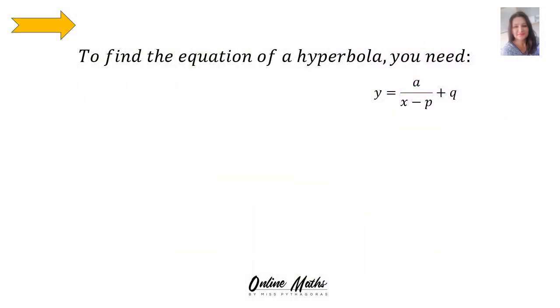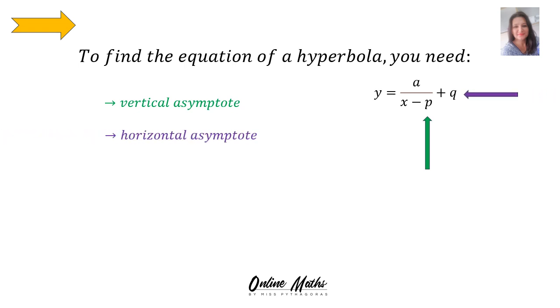To find the equation of a hyperbola, you need the following. The vertical asymptote, that's what you will substitute in p's place. The horizontal asymptote, that is the number you will substitute in q's place. And you need one other point consisting of an x and a y coordinate, so that you can substitute in x and y's place to calculate a value for a.